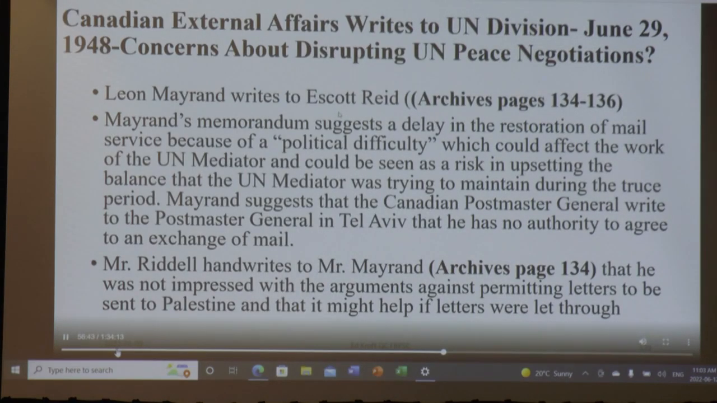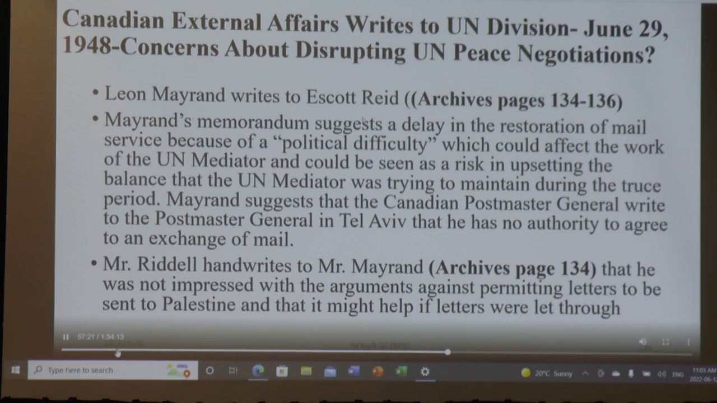Well, Leon Mayrand gets this legal opinion, and he's all worried, and he writes to External Affairs, and he says, don't you think that if we somehow extend postal relationships to Israel, it'll create a political difficulty, and Canada will be seen as somehow disrupting the mediation that was going on with Count Bernadotte between the Arabs and the Jews to try to mediate the dispute? And we don't want to be seen to be doing anything that could somehow have Canada thrust into the limelight as somebody who might be upsetting UN mediation activities.